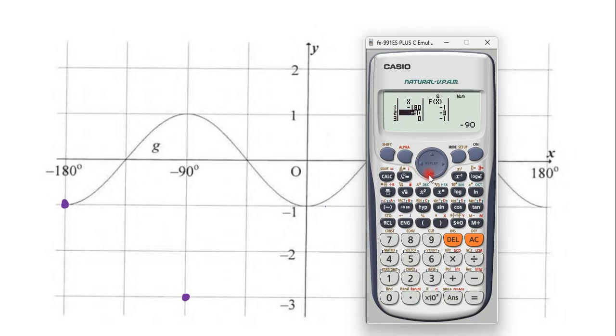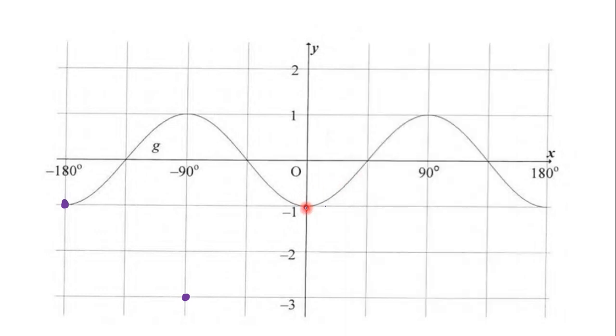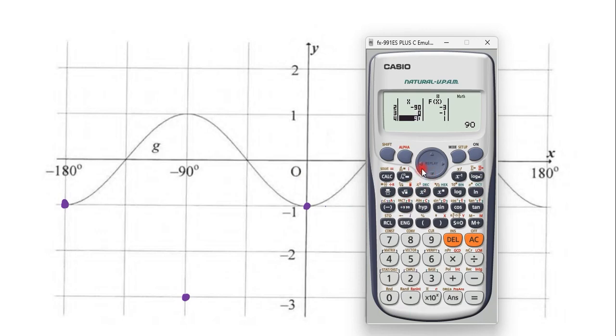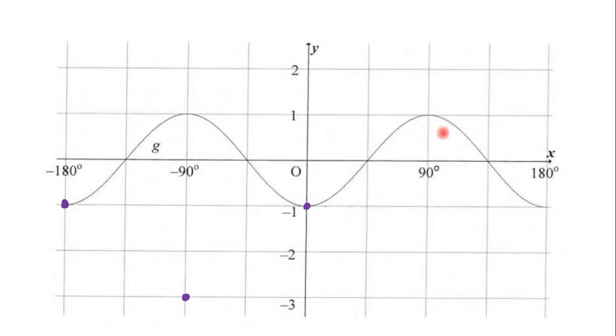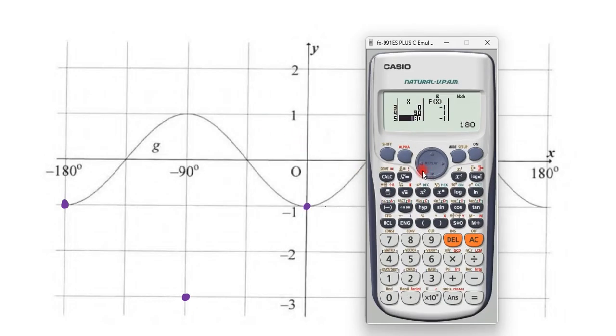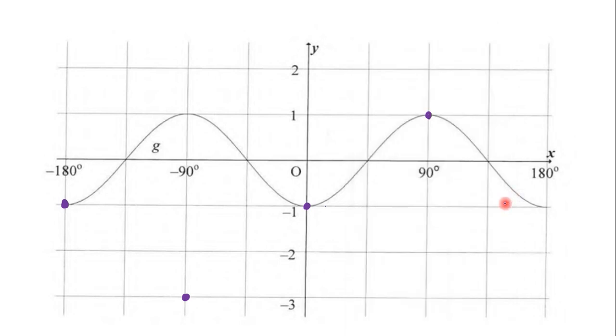And then from here, when it's 0, it is minus 1. So that will be here. And then when it is 90, it will be 1. So that is definitely there. And then when it is 180, it will be minus 1. And then from here, you will just join your graph.